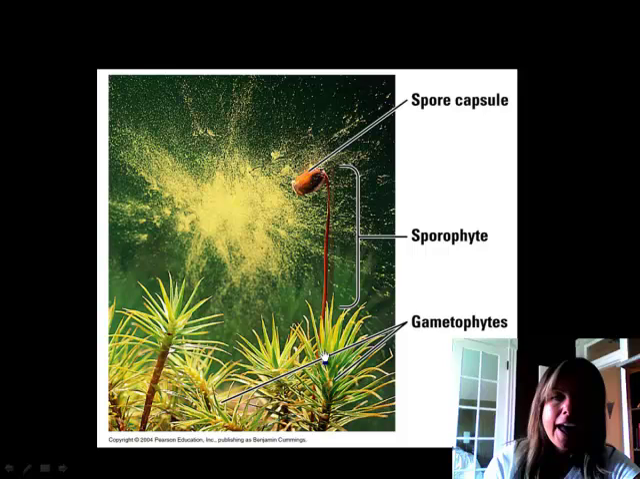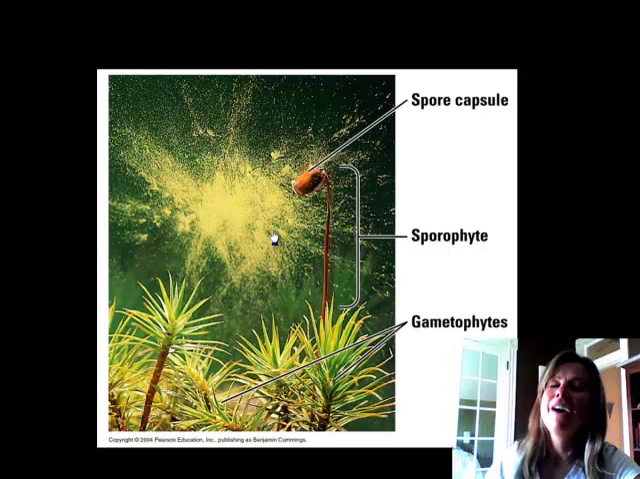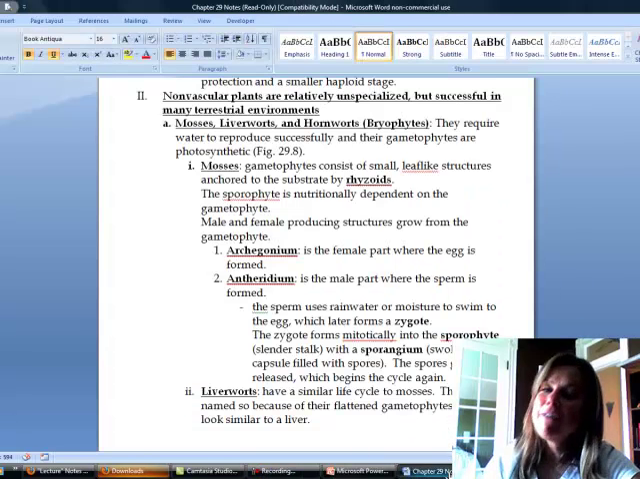So you've got your gametophyte, you've got your sporophyte growing out of it, and then the spores are exploding from that capsule. So if you ever go on a hike, you can see this all the time. Like you can see moss that's just a gametophyte, and then you'll see some that are in a different life stage, and they may have a sporophyte growing out of them. All fun things to point out while you're hiking. Your friends will love you for that, or not.